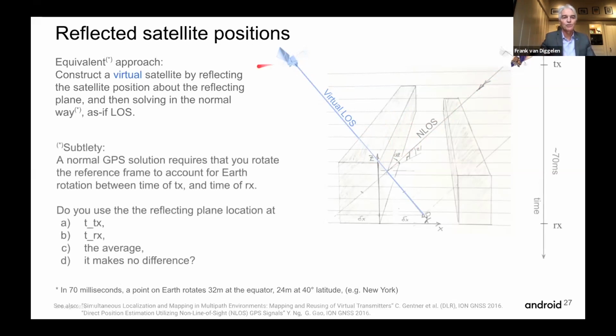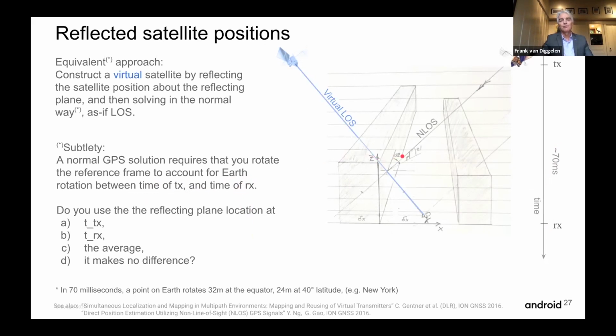Okay, however, there's an important subtlety. Do you notice these asterisks here? The subtlety is that in the normal GPS solution, you have to take into account the amount of time it took for the signal to leave the satellite at transmit time and travel all the way to Earth and get to you at receive time, which is some significant time later, about 70 milliseconds. And in classic GPS, you have to rotate the reference frame of the Earth to account for that passage of time. And so you have to work out your position at the time of reception. And if you don't do this, by the way, the Earth will have rotated by 20 to 30 meters, depending on where you're standing, in that amount of time, and you'll get the wrong answer.